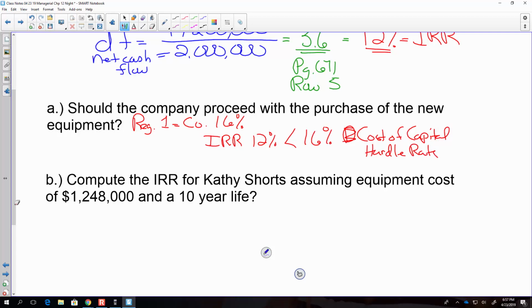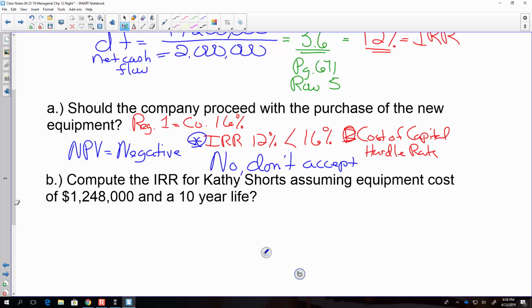So knowing this, 12 versus 16, would we accept? It's less, right? No. I'm not even making 16%. So no, don't accept the project. If I know this, what can I say about my net present value? Is it positive or negative? Probably negative. Yep. If I know my internal rate of return is less than the company's desired rate, I already know that my net present value is going to be negative.